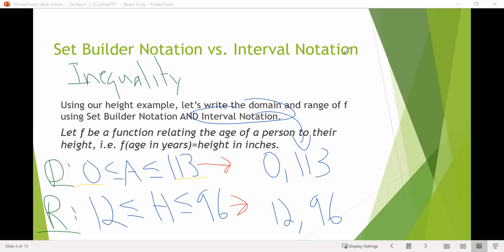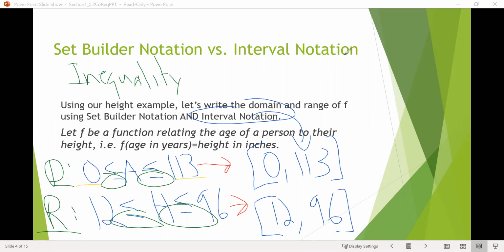Notice in each of these cases, they all have equal signs on the inequalities, which tells us we put brackets around them. So our domain would be bracket 0, 113 bracket. Our range would be bracket 12, 96 bracket.